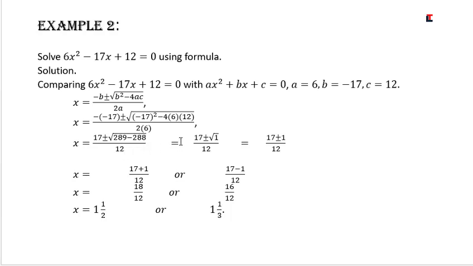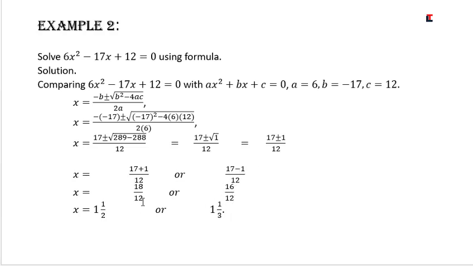Then from here we have 17 plus or minus root 289 minus 288, and we have 1, divided by 12. Root 1 will still give me 1, so I have 17 plus or minus 1 divided by 12. So x equals 17 plus 1 divided by 12, or 17 minus 1 divided by 12. So it should give me 17 plus 1, and we have 18 divided by 12, or I will have 17 minus 1, I will have 16 divided by 12.